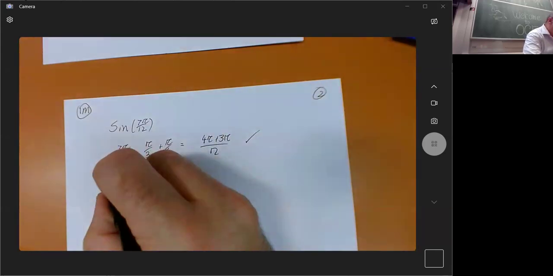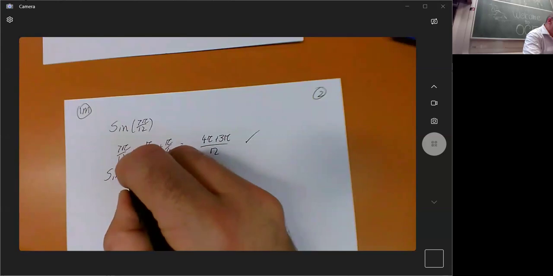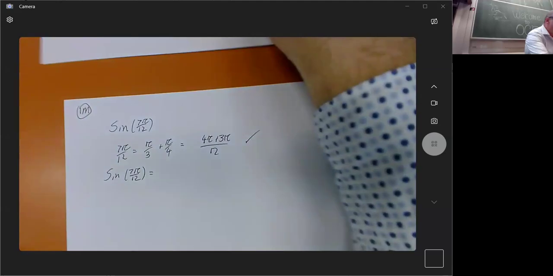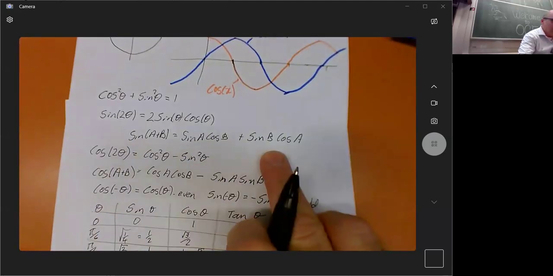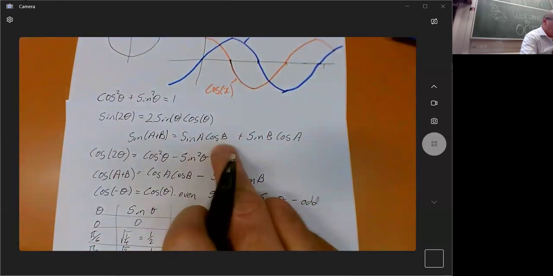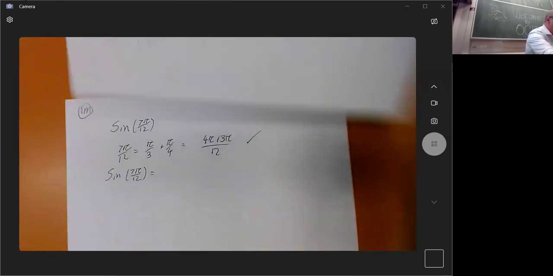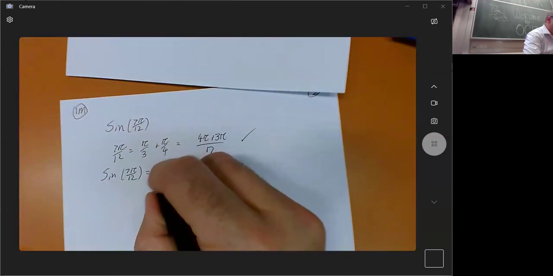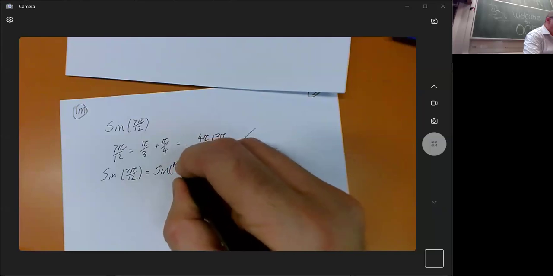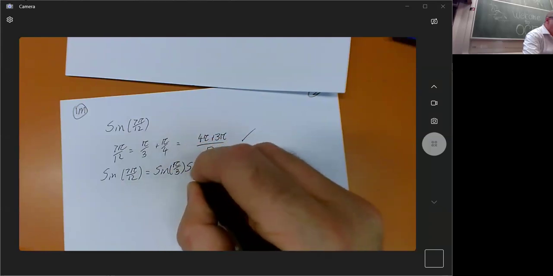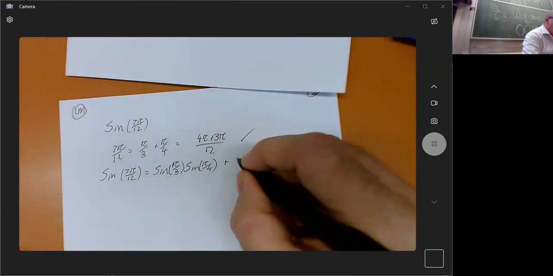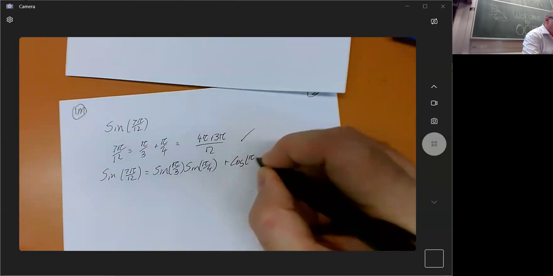All right. So sine of 7 pi on 12 should be equal to, and then I've carefully written out my formula, my angle sum formula. And so A is going to be pi on 3, B is going to be pi on 4. Too easy, isn't it? So this is going to be like sine of pi on 3, sine of pi on 4, plus cosine of pi on 3.